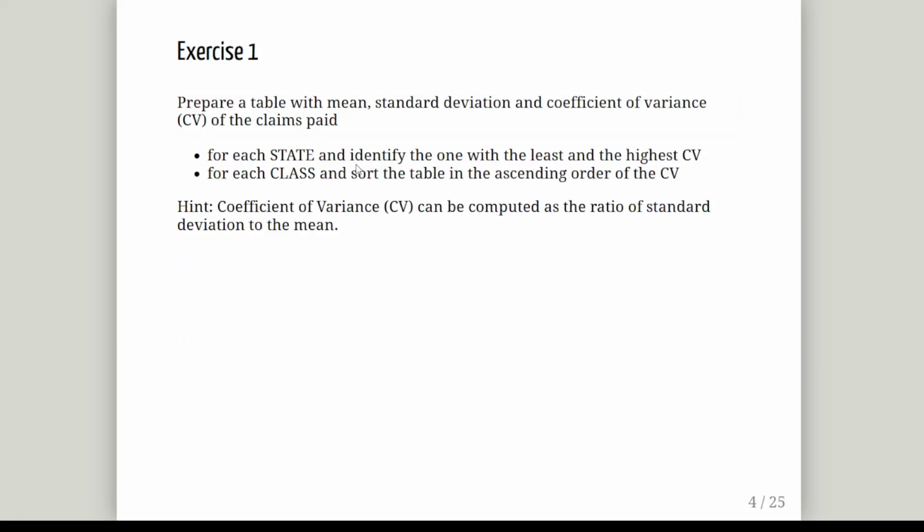So prepare a table with mean, standard deviation, and coefficient of variance (CV) of the claims paid. So this is for each state, and what we have to do is identify the state, so to speak, with the least and highest CV, coefficient of variance, and likewise for each class, and sort the table in ascending order of the CV. Now, the CV is the ratio of the standard deviation to the mean. Okay, so once we have the mean and standard deviation, just divide one by the other to get the coefficient of variance.